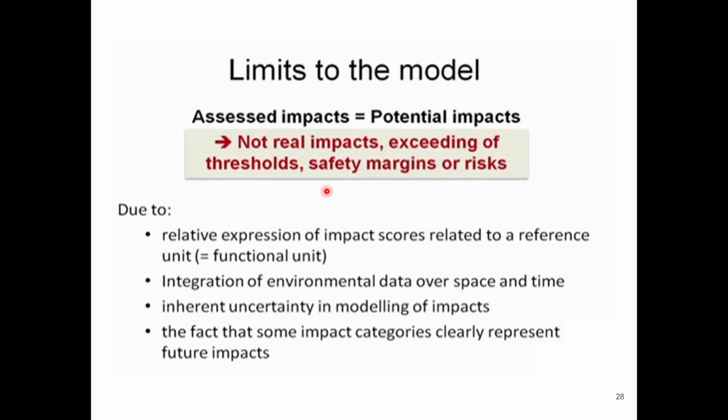We are overestimating. We are taking some conservative values, and the safety margins or risks are very high. We are considering more safety margins or risks than the actual. Therefore they are not real impacts. That is due to relative expression of impact scores related to a reference unit, which is the functional unit, integration of environmental data over space and time, inherent uncertainty in modeling of impacts, and the fact that some impact categories clearly represent future impacts. That's why I told you we are overestimating the impact, so it is more than the real original impact.